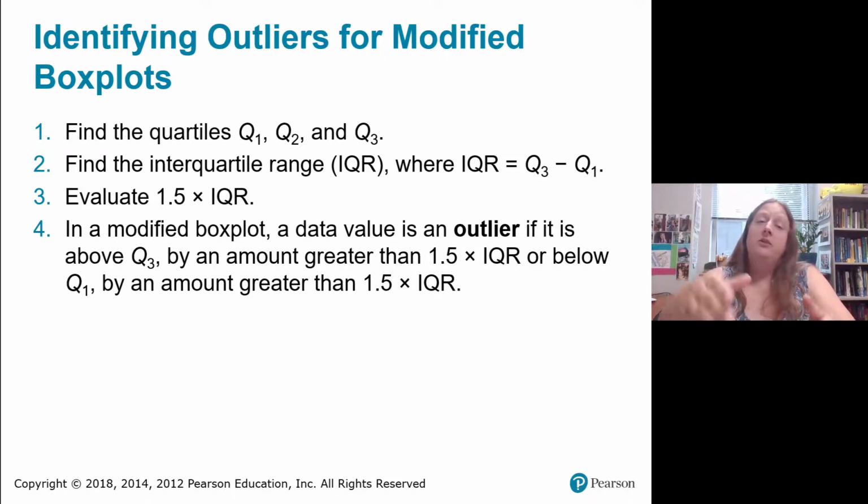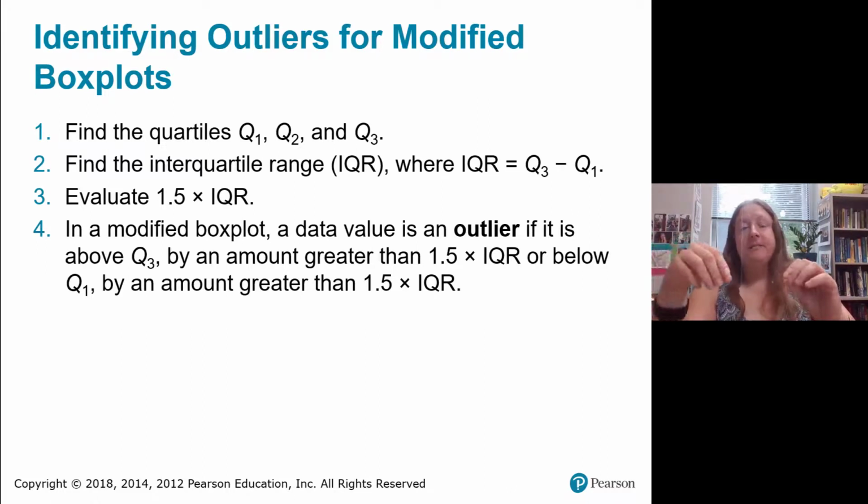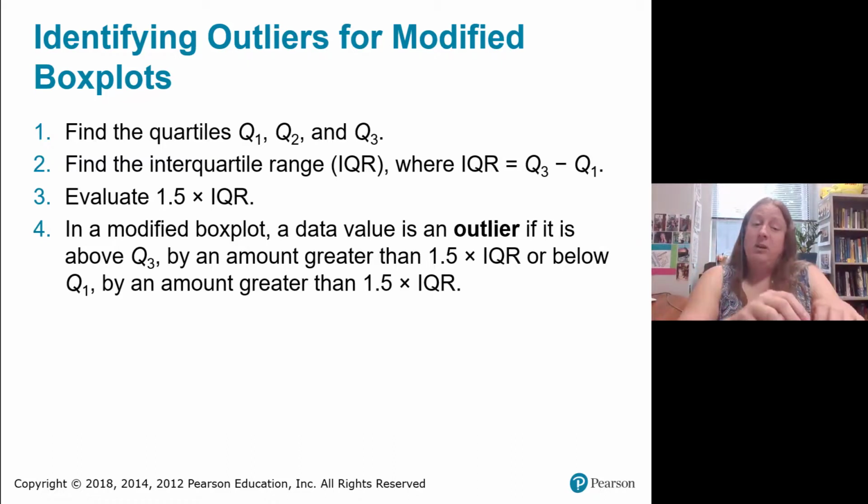The way that we decide if a value is extreme enough to be considered an outlier is we take our interquartile range and we multiply it by 1.5. Then we take quartile 3 and add that 1.5 times our IQR to it. If there are any data values greater than that, they're considered outliers. And we take our quartile 1 and subtract 1.5 times our IQR. If there are any data values below that, we consider them to be outliers.